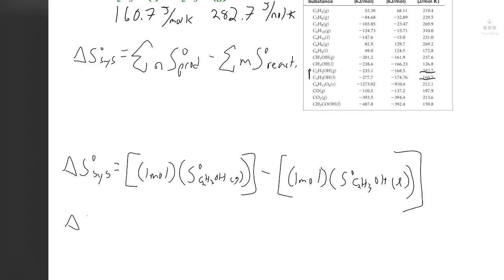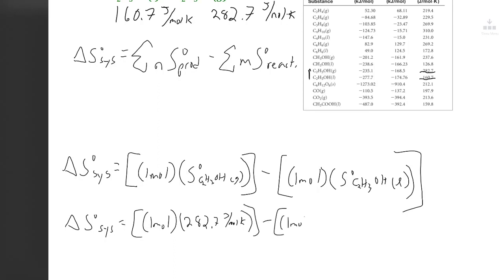Delta S of the system is equal to 1 mole times, since we're talking about products here, 282.7 joules per mole Kelvin. You can probably see how these equations start to get kind of long. Minus 1 mole, then grab our one for our reactants, times 160.7 joules per mole Kelvin. Then all that's left is to plug this into the calculator.